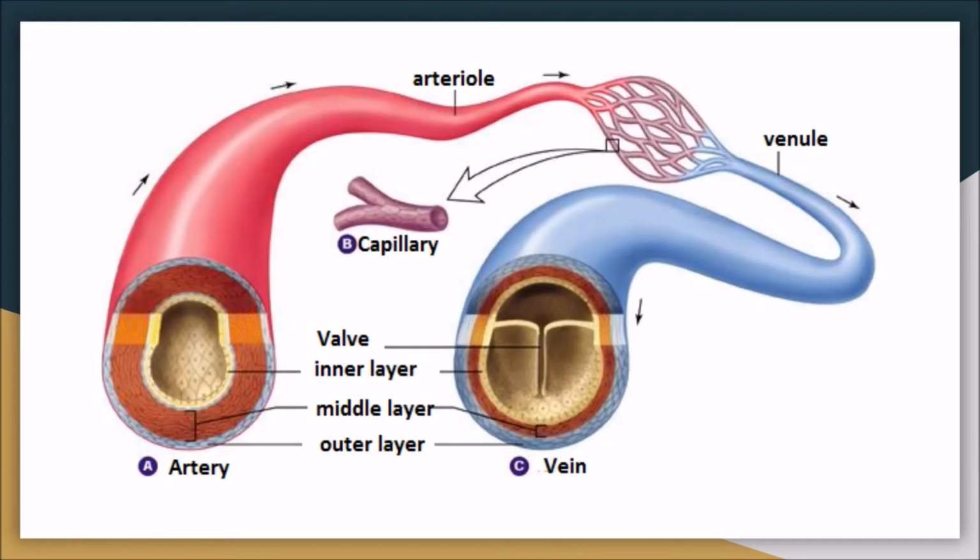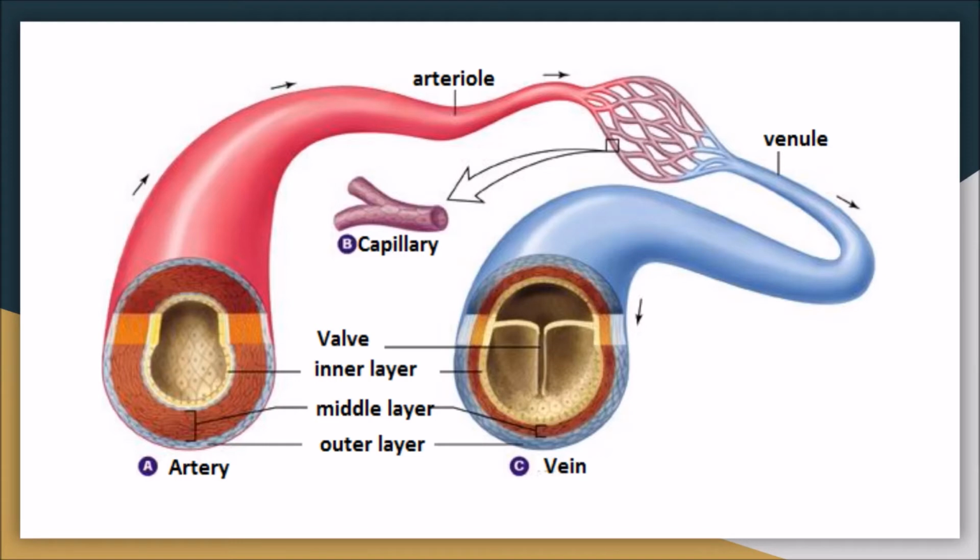Blood flows through the body through a ductwork of blood vessels. Arteries carry oxygenated blood away from the heart. Veins carry deoxygenated blood back to the heart. And capillaries are where red blood cells exchange gases with the tissues of the body.